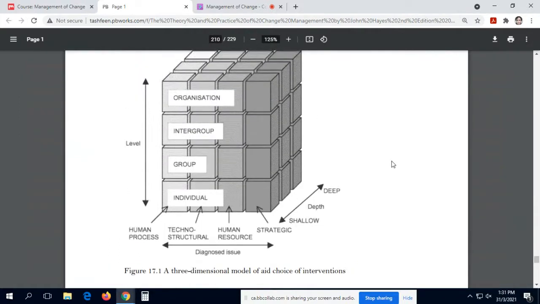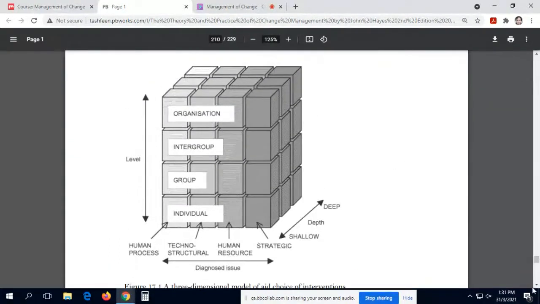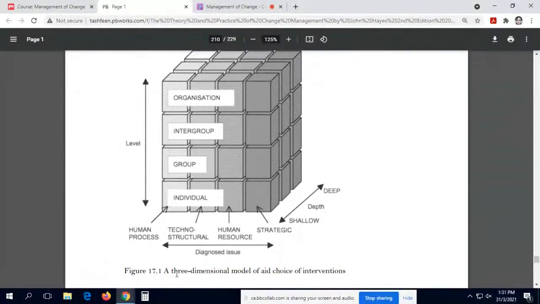Yeah, it might look like a very complex picture, but it's a very simple diagram. So don't get afraid that, oh, the picture has so many things, what is happening? Nothing is happening. It is just a 3-dimensional model. You are looking at the change situation in 3 dimensions.